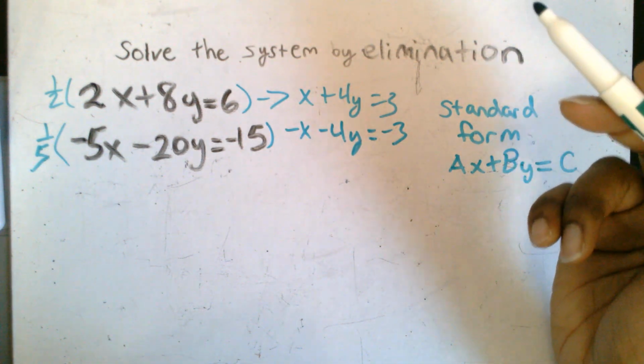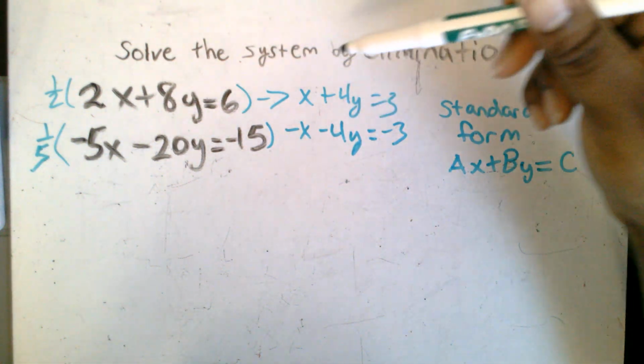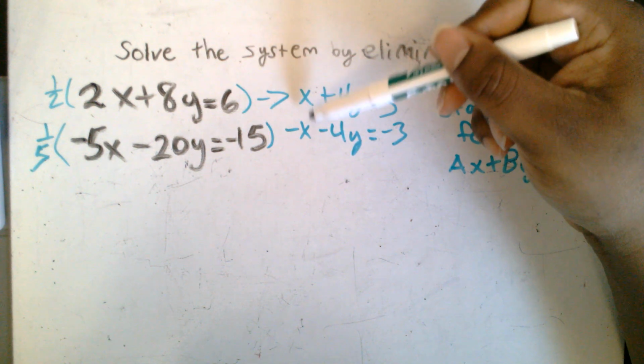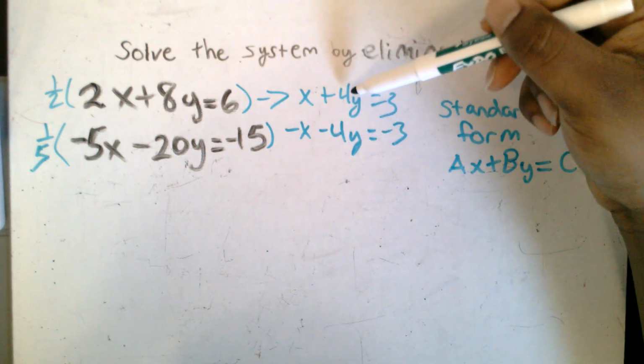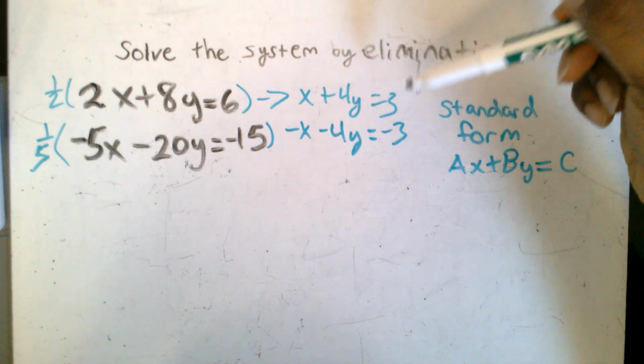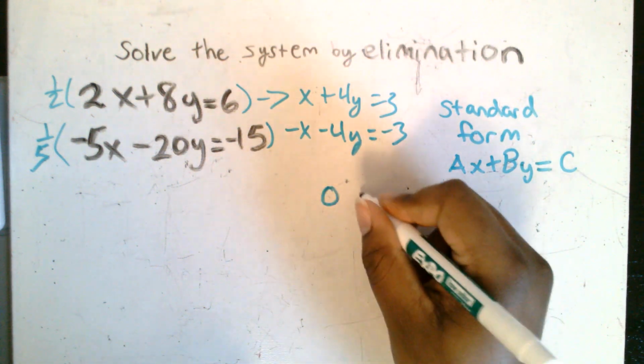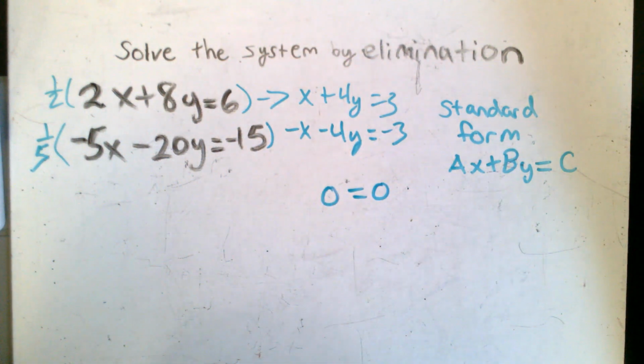Now, if you notice, by elimination, we want to cancel out. Believe it or not, this will cancel out if we add them together. These two terms will also cancel out, and then this will also cancel out, leaving us with 0 equaling 0.